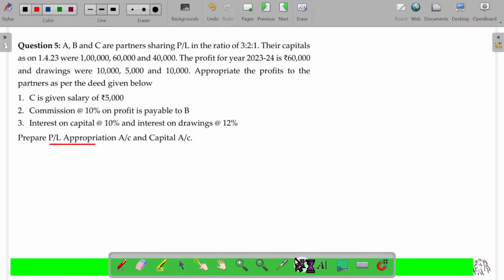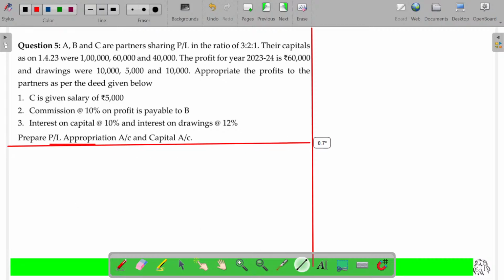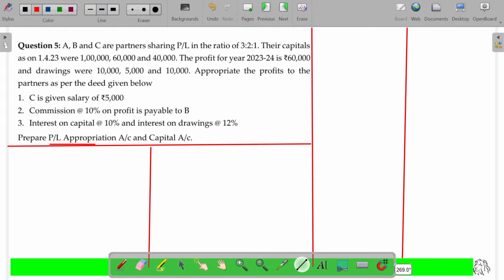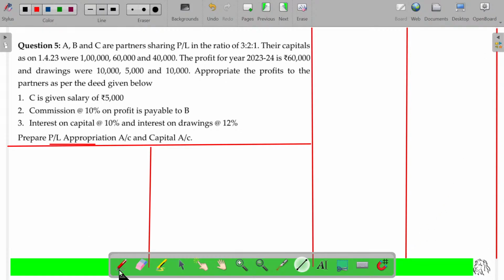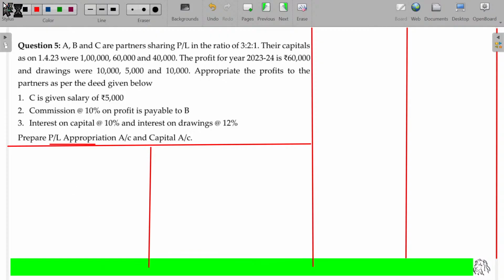Prepare P&L appropriation account and capital account. Come on, join with me to solve this illustration. It's pretty simple. Make it faster. Try it yourself. You can try the illustration yourself. So finish up solving this illustration and take a break. We'll resume after the break.